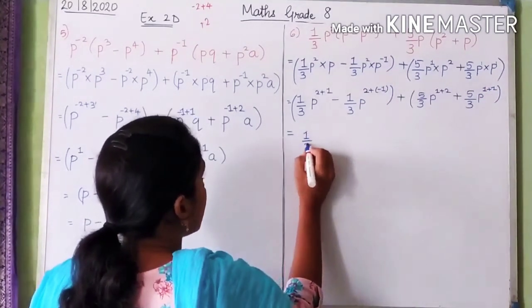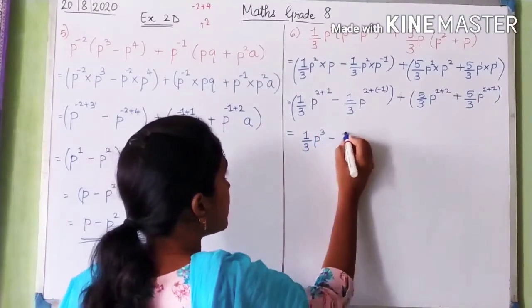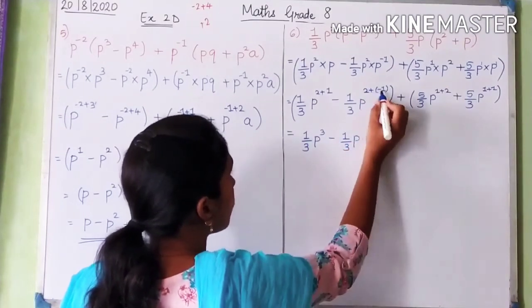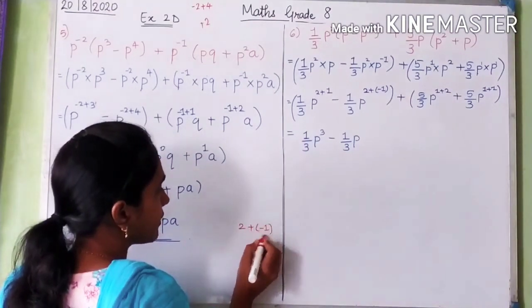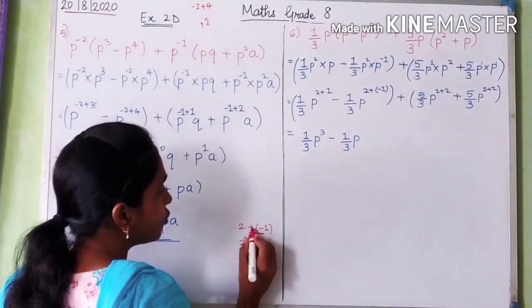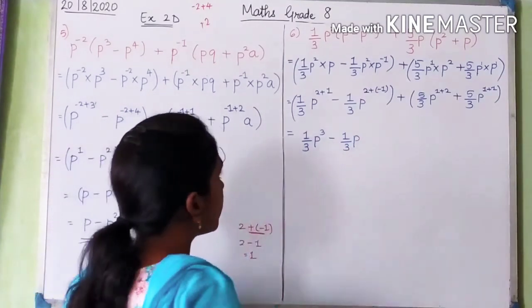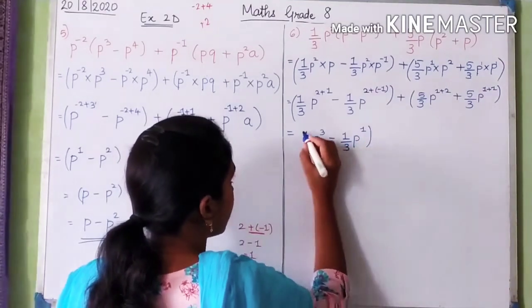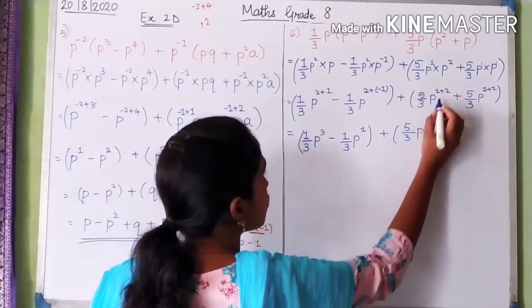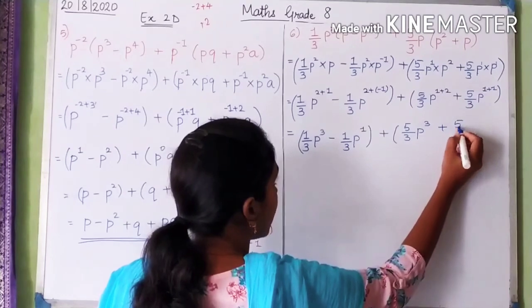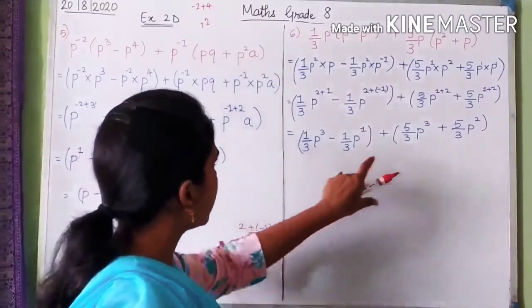Now what is 1 by 3 p raised to 2 plus 1? It is 3. So 1 by 3 p cube minus 1 by 3 p raised to, what is 2 plus minus 1? These two signs will get multiplied. So 2 plus minus is minus 1. So what is 2 minus 1? 1. Okay. So the power of this p is 1. Then 5 by 3 p raised to 1 plus 2 is 3, plus 5 by 3 p raised to 1 plus 1 is 2. Okay. So this we have solved till here.